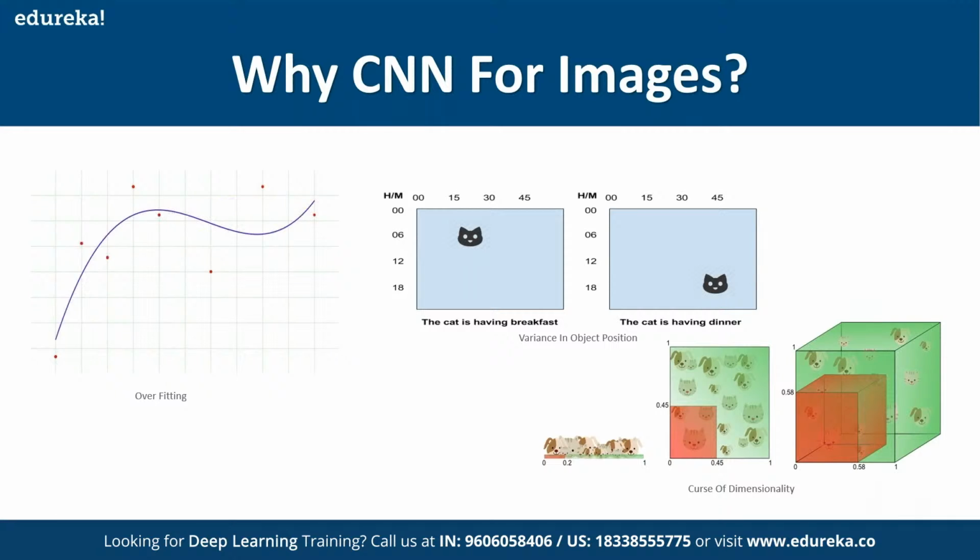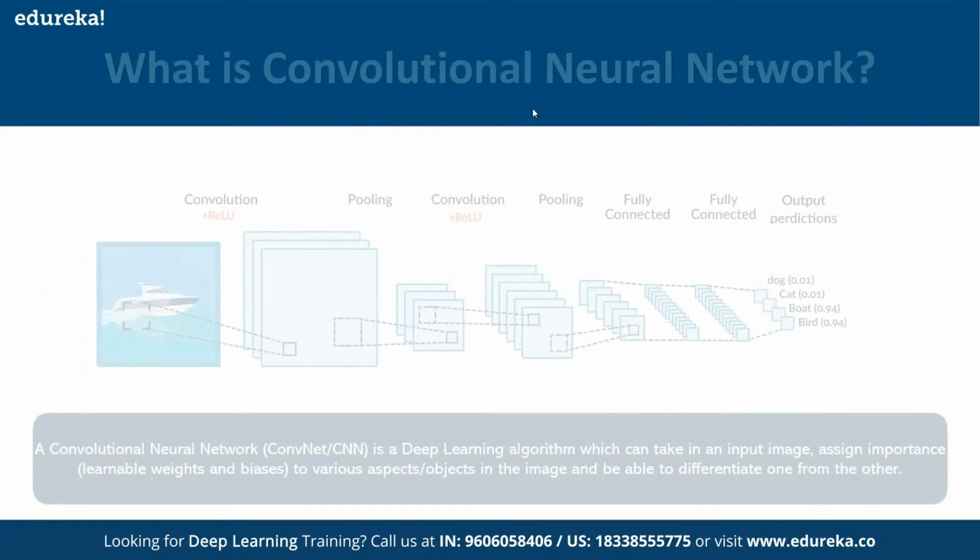So in order to process image data in an efficient manner, we make use of a special architecture called CNN, that is Convolutional Neural Network. In order to minimize this curse of dimensionality, we make use of special layers, that is convolution layers, which help us analyze the data in an efficient way. This series of convolution layers along with the dense layer, in total, we call a convolutional neural network.